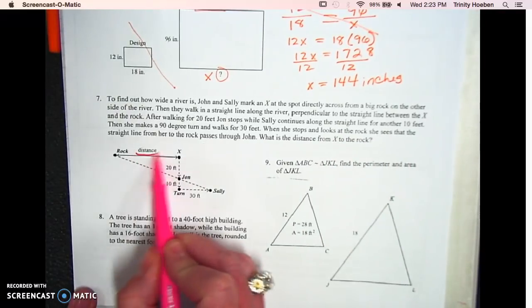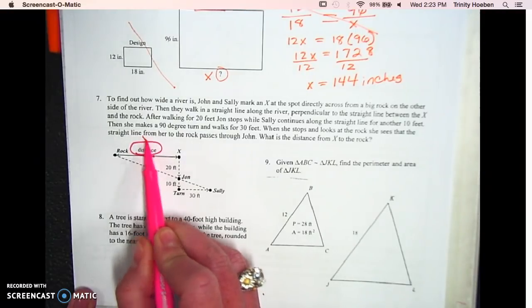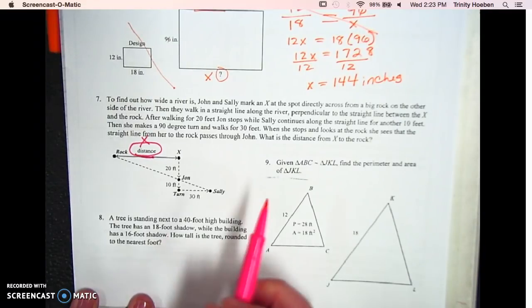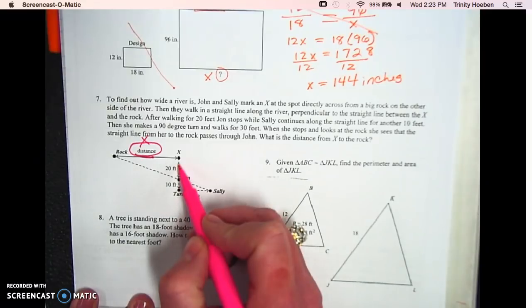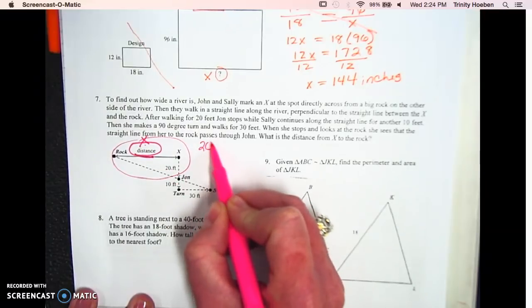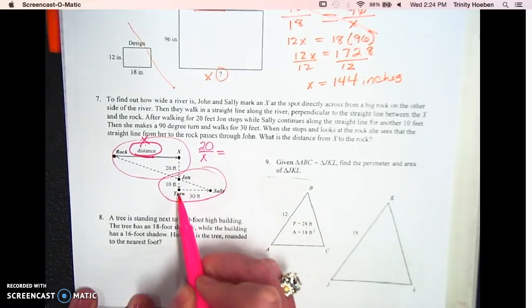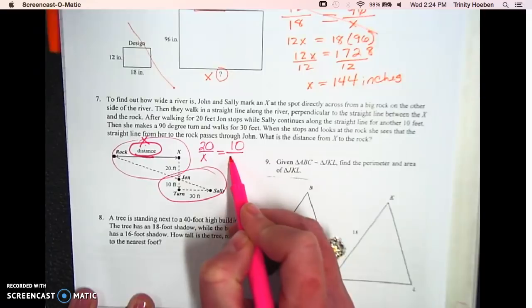So that's this distance right here that we want to locate. I'm actually going to call it x, because that's what I want to find out. And then I'm going to set up a ratio of the sides that are next to the right angle. So on this triangle, it's 20 to x. And on this triangle, I did the shorter side and then the longer side, so 10 to 30.